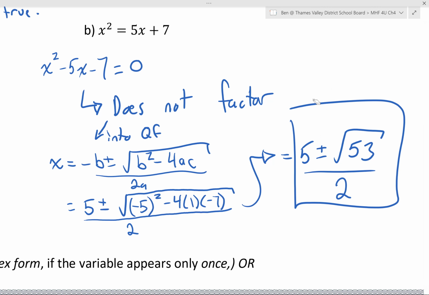Now, what we want to pay attention to here is that when we're factoring this, when we're finding the roots, we're working algebraically. There's no contextual problem here that we're working with.